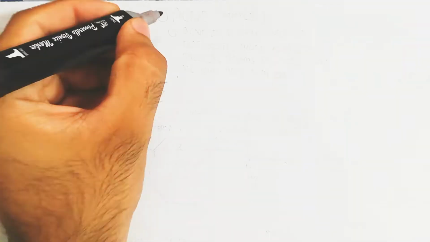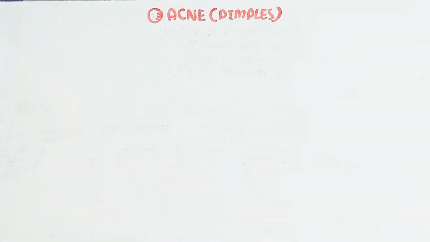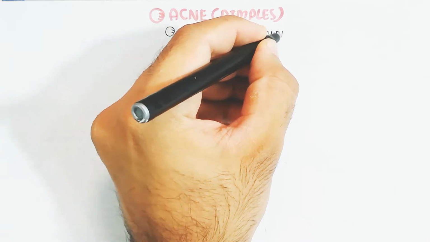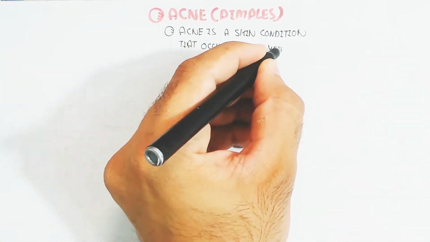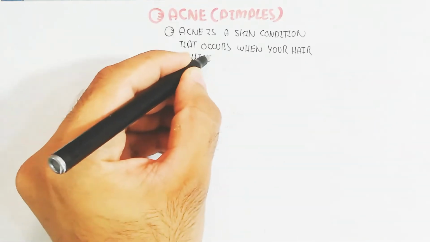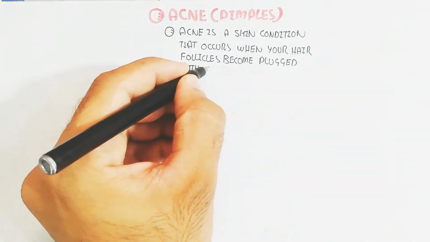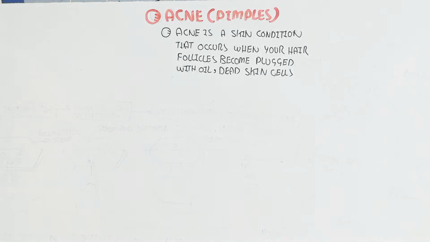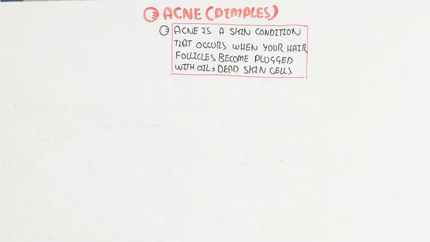Hello, in this video we will discuss acne, or pimples. We will understand the mechanism of the production of acne and its pathophysiology. So what is acne? Acne is a skin condition that occurs when your hair follicles become plugged with oil and dead skin cells. In this way, we will understand how normal skin develops into cystic acne.